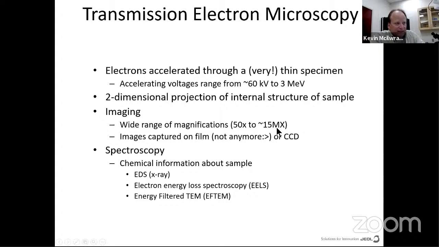Images are not captured on film anymore, thank God, which was nice when you have time, but they're done with digital cameras and detectors now. And for spectroscopy, we can get chemical information. So we'll be doing EDS, which is the most common analytical spectroscopy done, and then EELS beyond that. And then EELS, if you have a full system, can do energy filtered TEM. There are some benefits to that, and I'll show you some data from that.